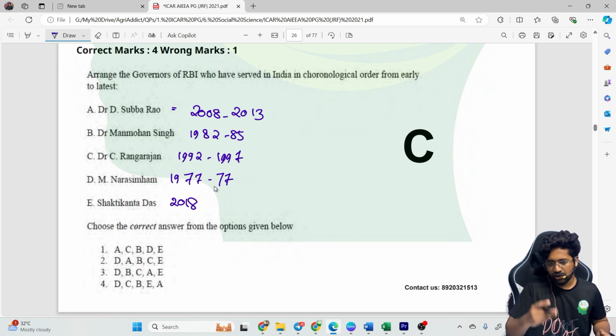Likewise, you can chronologically study. Just please note in what order this name actually comes. Even if you are not able to find some time to remember all these years, because remembering all the governors and all the years that they have served is a difficult task for us, make a general idea of who came after whom, likewise.